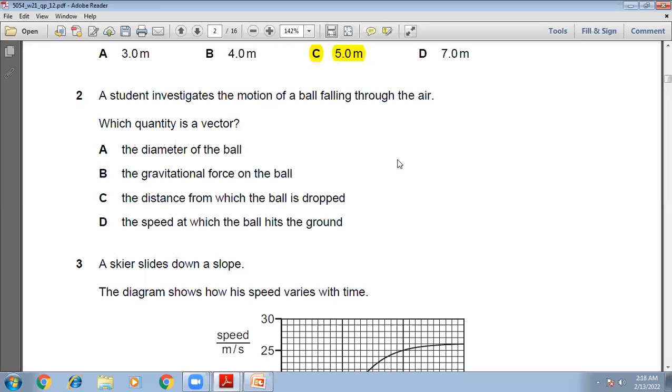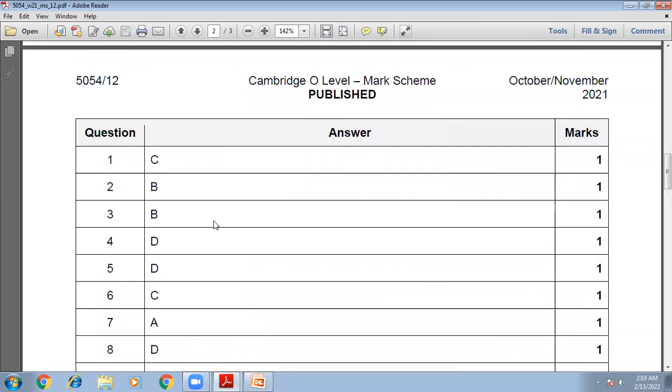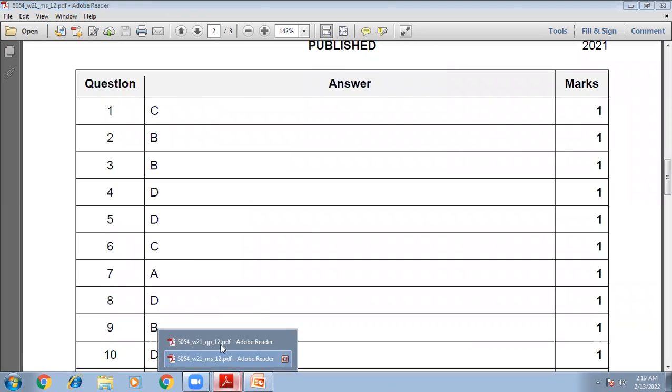A student investigates the motion of a ball falling through air. Which quantity is a vector? The diameter of the ball, its length, is a scalar quantity. The gravitational force on the ball is a vector quantity because it has direction. So B is a vector quantity. The distance from which the ball is dropped, that is length, and that is scalar. The speed at which the ball hits the ground is a scalar. So we think that B is the right choice. Question number 2, B is the right choice.